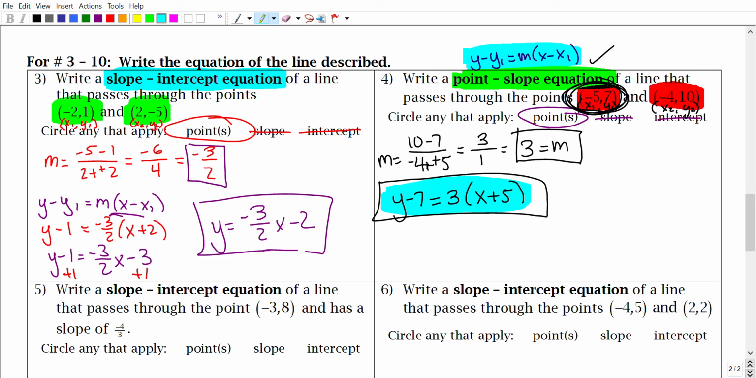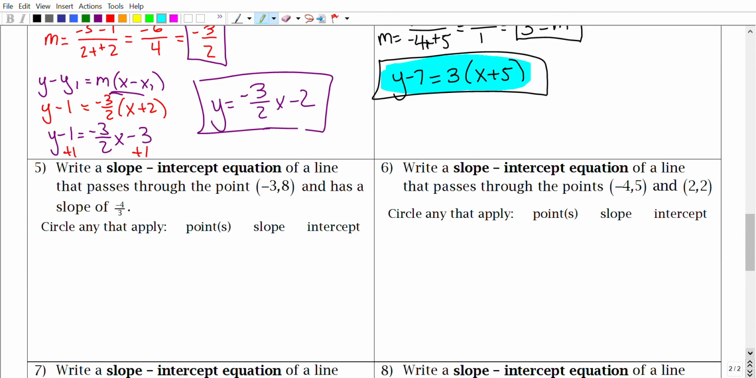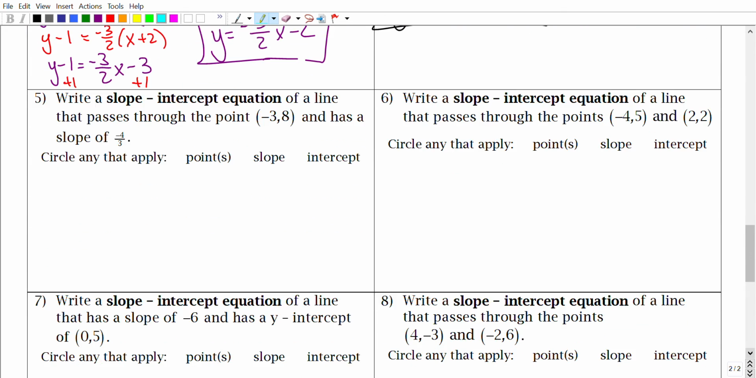All right. So what I want you guys to do is actually try out number 5 and 6 on your own. Again, identify 2 things right away. What form do you want it in the end? And what 2 pieces of information were you given? From there, you'll go ahead and manipulate it whichever way you need to in order to get it to this particular form. All right, go ahead and pause the video and try out those 2 problems.